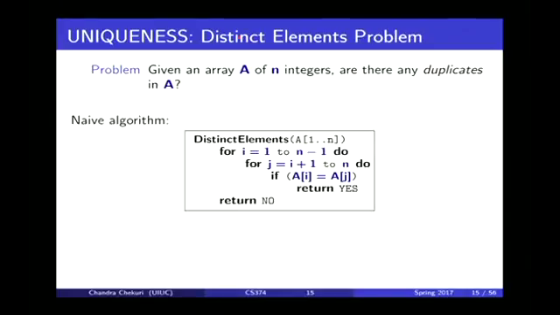You would walk through each one and do the obvious thing, right? Take the first guy and see if there is any copy of that in the entire array. And take the second guy and do it, right? So that'll take n square time.